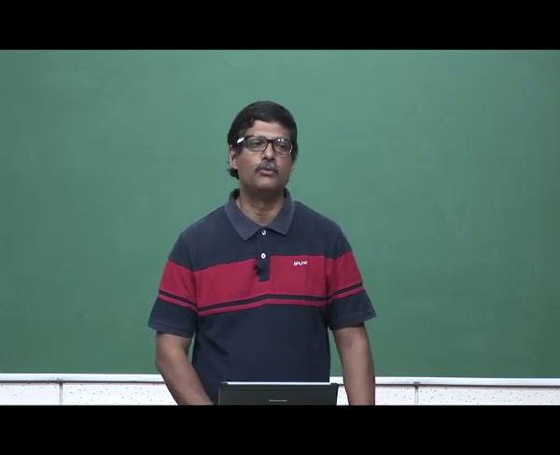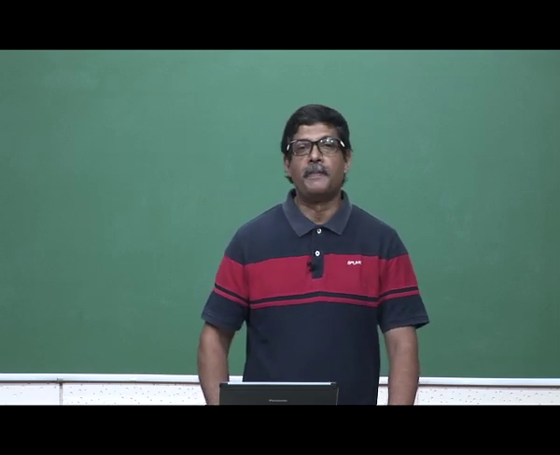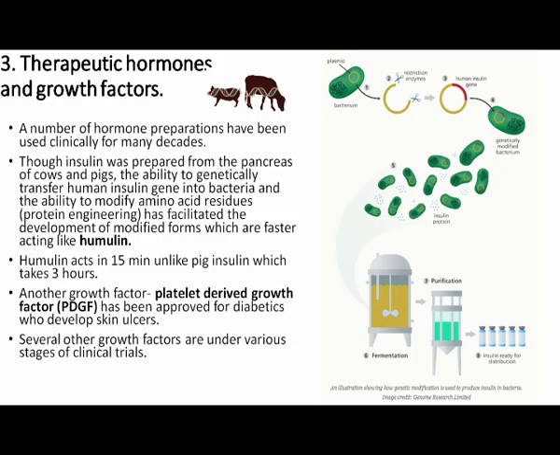Now, this insulin was originally being produced from the pancreas of cows and pigs. So, the cows and pigs were slaughtered, their pancreas were taken, minced, and this particular insulin protein was isolated or purified, and that insulin has been used extensively till a few years back for people who are suffering from diabetes and require insulin.